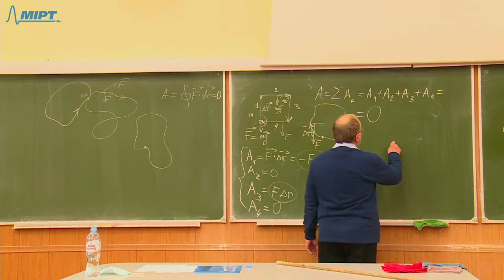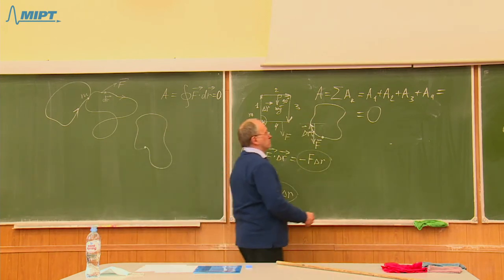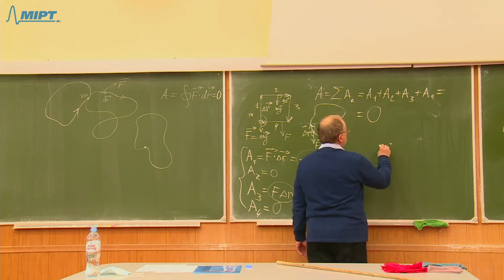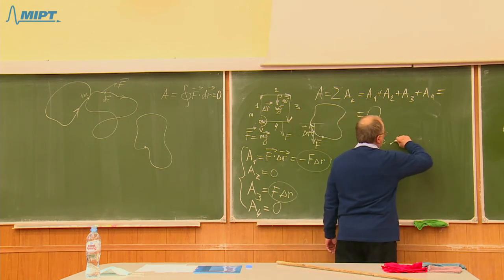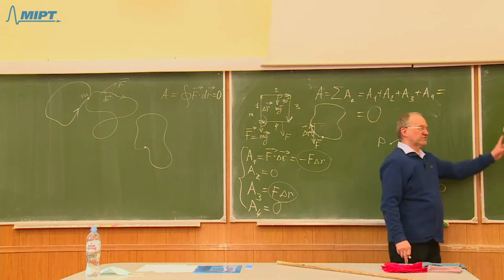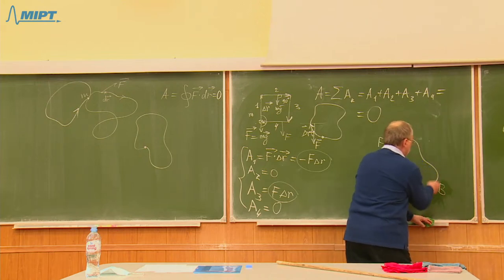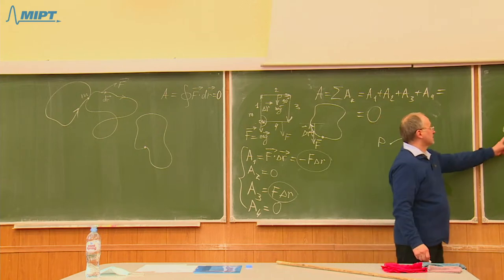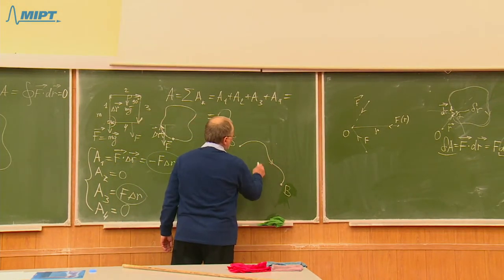Okay, let's consider some conservative field. And we move in this field from original point P, and we move the particle from this point along an arbitrary curved trajectory to final point B. This should not be the center of the central field. It's a different point. Okay, let it be point B, in order not to confuse this point with the center of the central fields. We move from point P to point B.